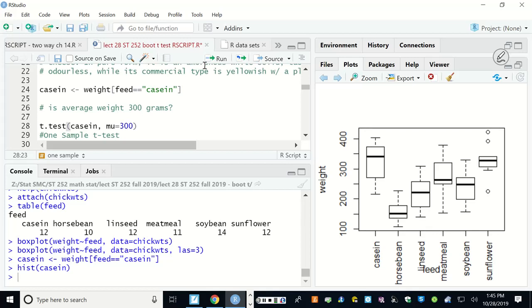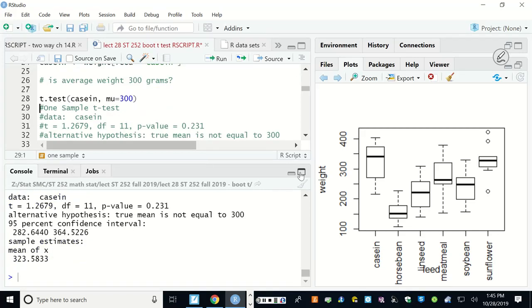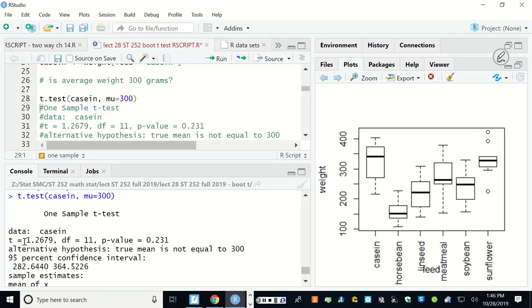If we do a t-test, we could do that. We would get a t-value of 1.2679, and so a p-value based on a one-sample t-test of 0.231. So we can't reject 300. There's not enough evidence that 300 is wrong. You see how this goes. 300, the mean, is put in there.